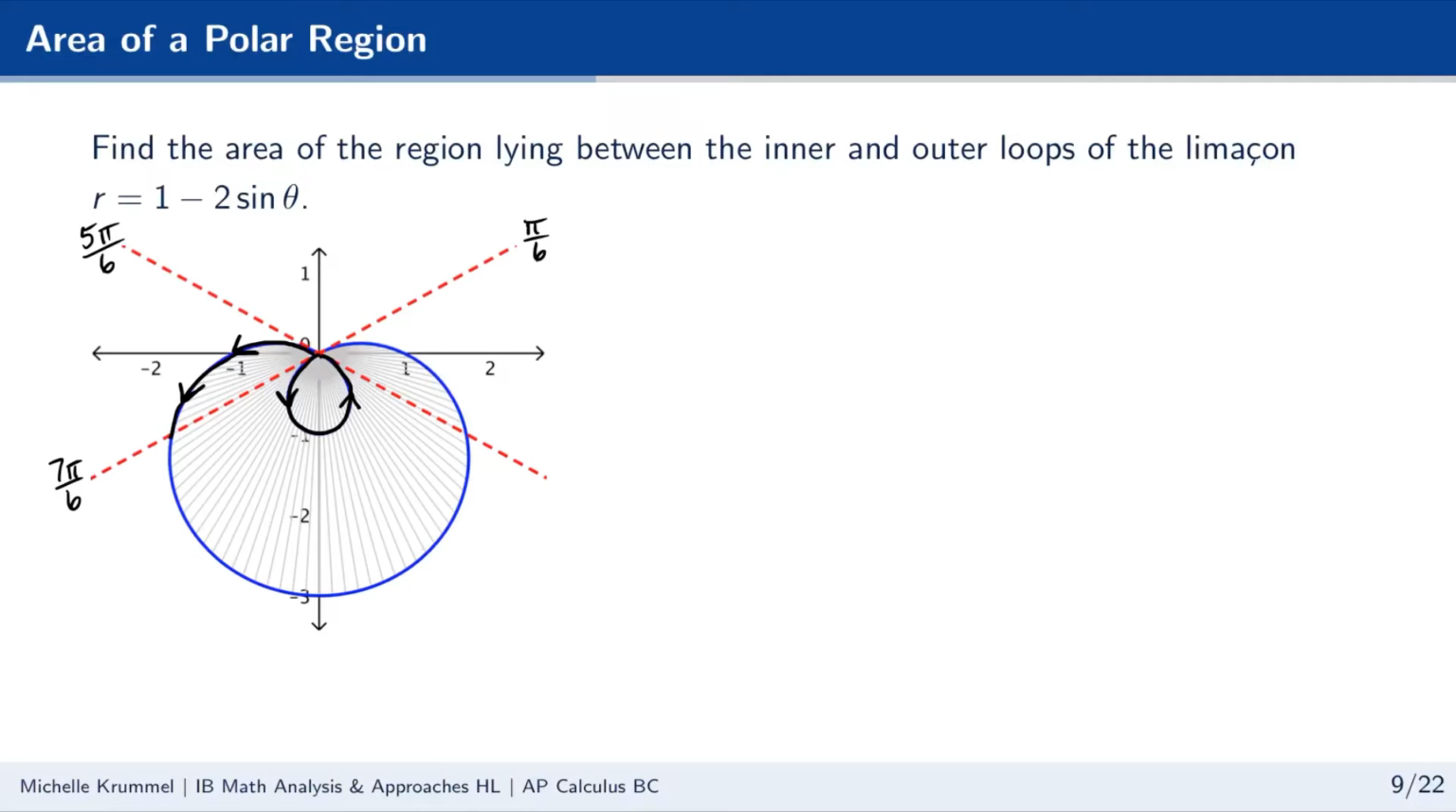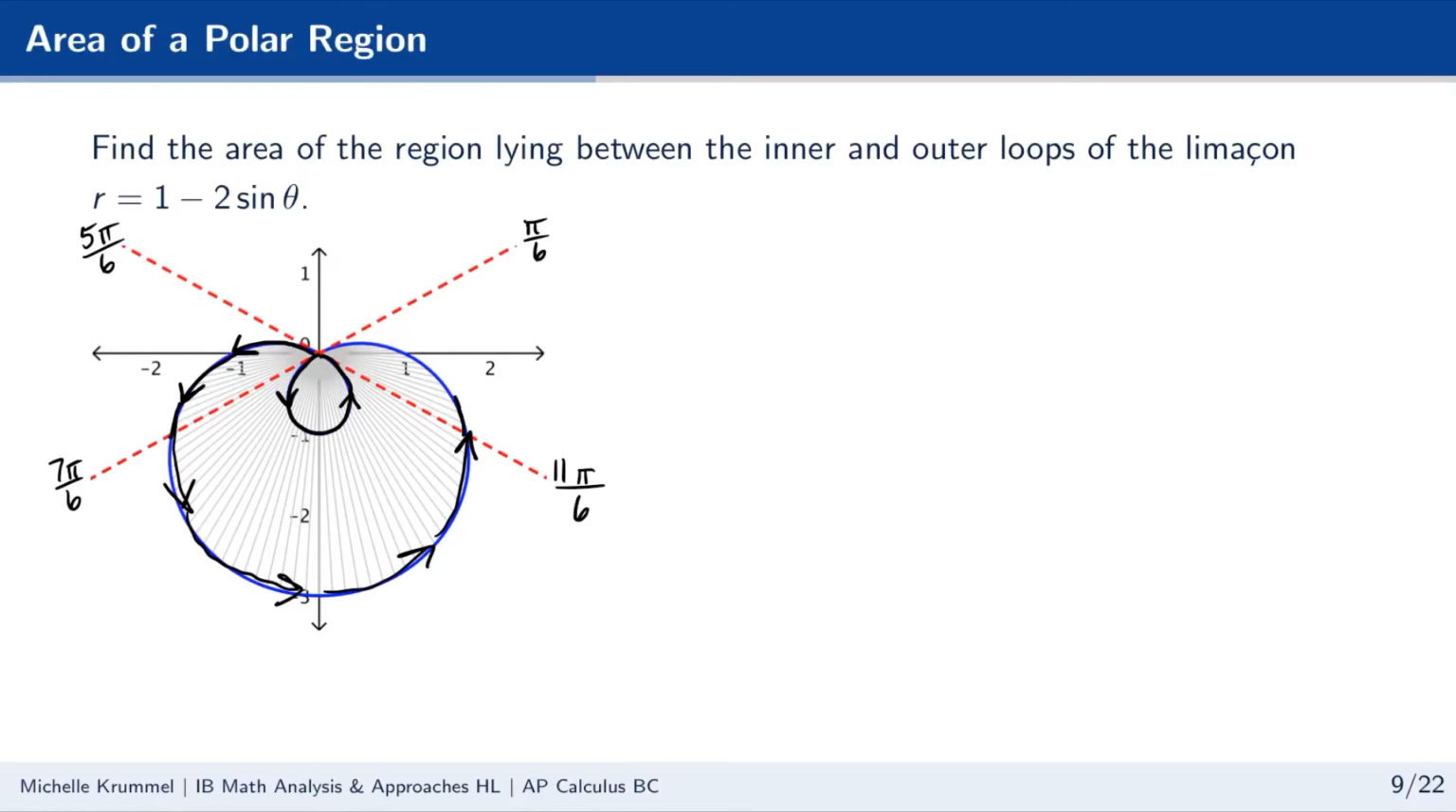We need to keep going. We need to go all the way around. We could use the symmetry and only go halfway, but if we want to go all the way around, we need to go beyond 7 pi over 6. We need to keep going beyond 7 pi over 6, beyond here, and right here we're going to be at 11 pi over 6. So we even need to go beyond 11 pi over 6.